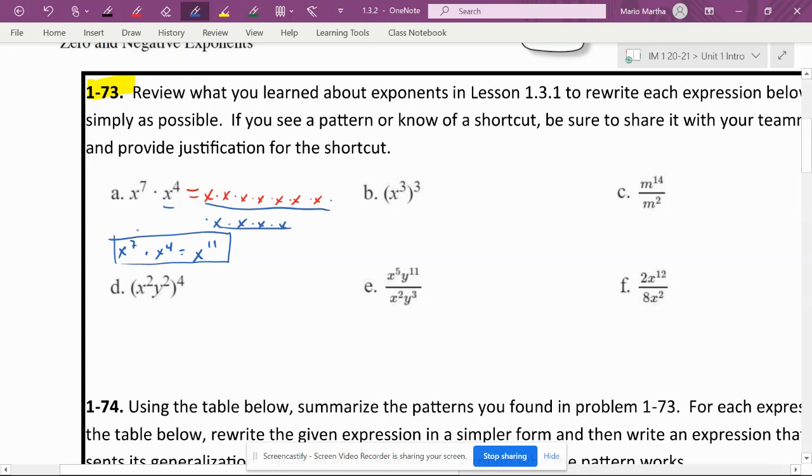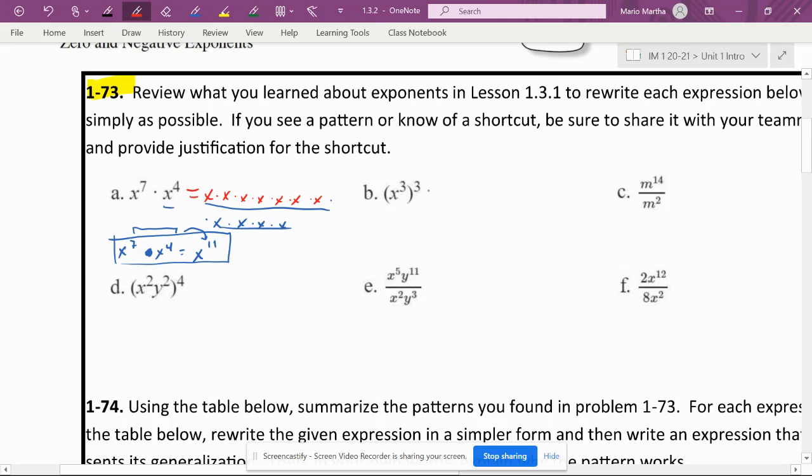Again, think about a relationship between these two numbers and how you can get that number, right? And be mindful of what's happening right here in the middle. What's the operation between both of those? All right. So now at problem B, you have x to the 3rd raised to the 3rd power. What do you think would be the answer for this one?